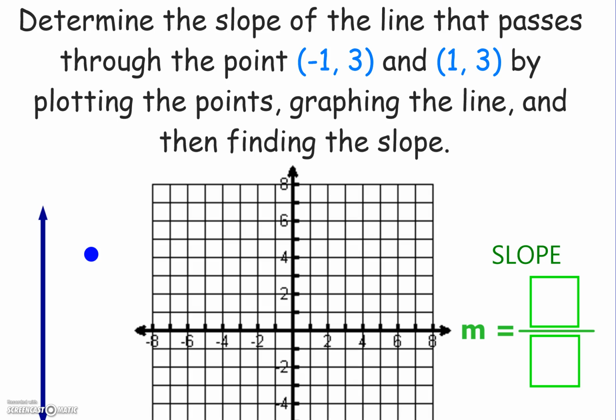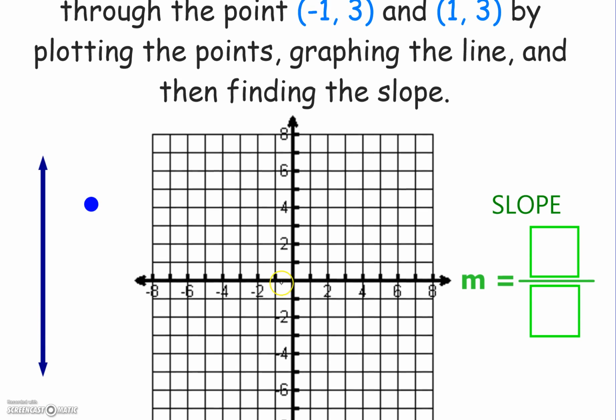Next example, determine the slope of the line that passes through (-1, 3) and (1, 3) by plotting the points, graphing the line, and then finding the slope. So (-1, 3) would be right here. (1, 3) would be right here. You will notice that this line is a horizontal line.